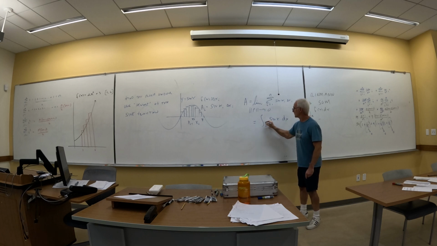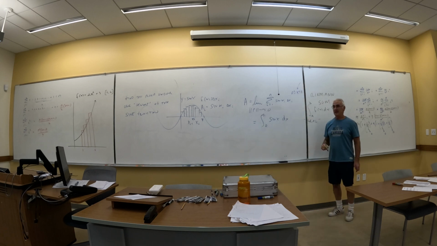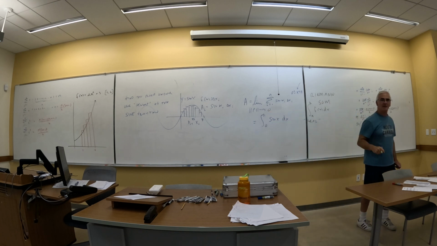Zero and pi. 0 to pi. So over here somewhere we really should save this, by the way. We kind of need to save this part because that tells us what these are. 0 to pi, those are called your limits of integration.